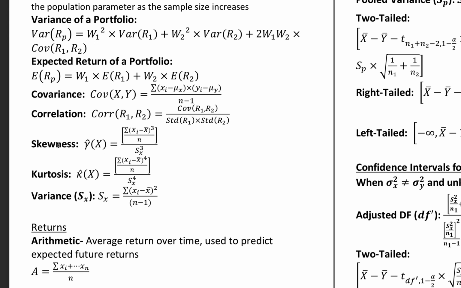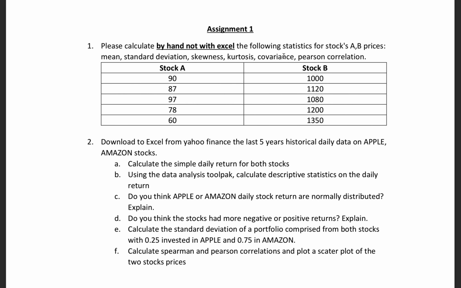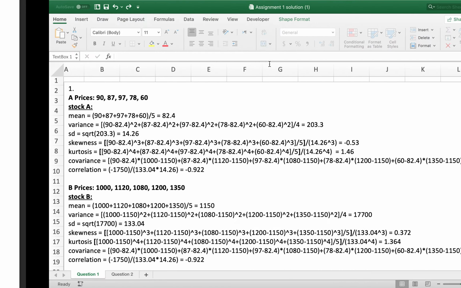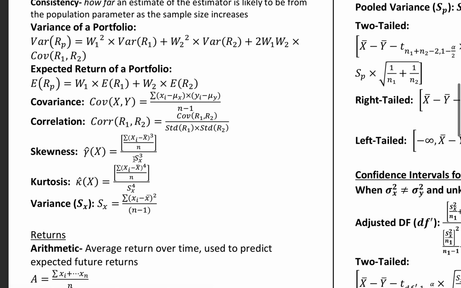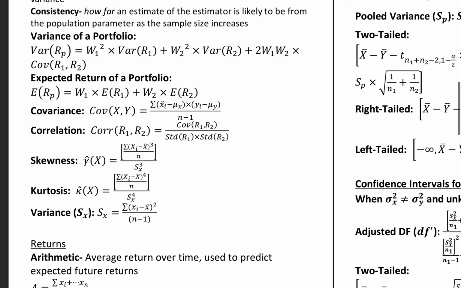Okay, so far we've gone over kurtosis, we've gone over skewness, we've gone over variance, we've gone over the mean. Next we have the covariance. For covariance, all you need is the means, which we have, and the prices, which we have. And it looks complicated, but it's really not.